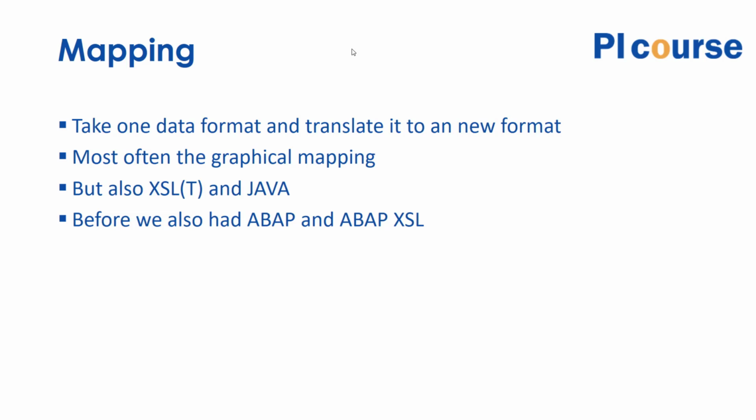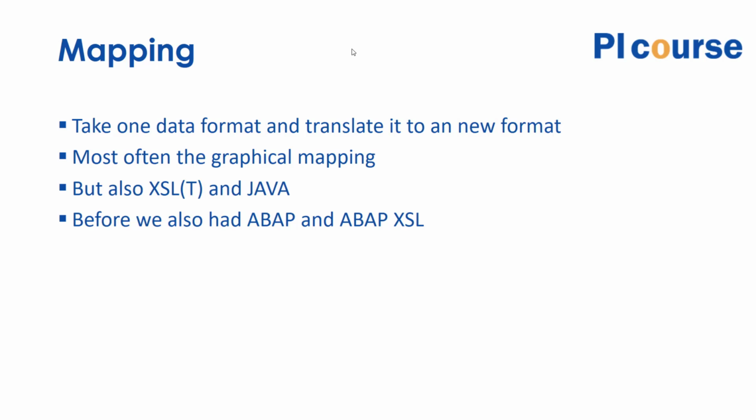We have a concept about mapping, and mapping takes data from one format and translates it to a new format. Most often we would use the graphical mapping tool for transformation, but in some cases you would also be able to use XSLT and ABAP or Java, because they give you some features either generically or specifically that you don't get in the graphical mapping tool. So sometimes if I have to order a document, I would use an XSLT, because if I wanted to use the graphical mapping tool, it would be rather complex to do it.